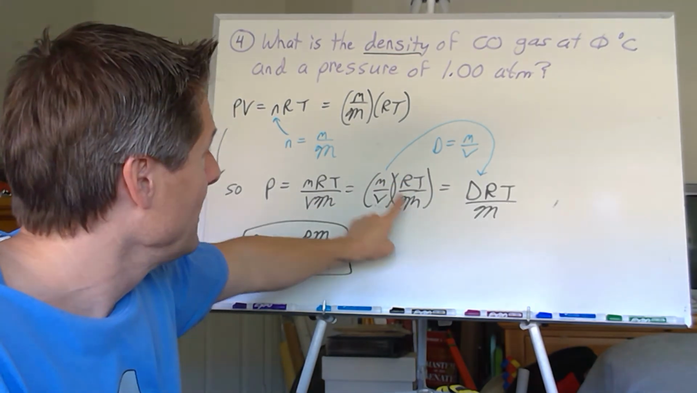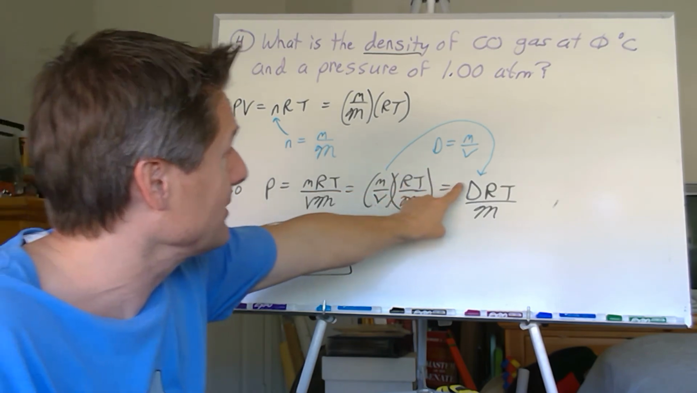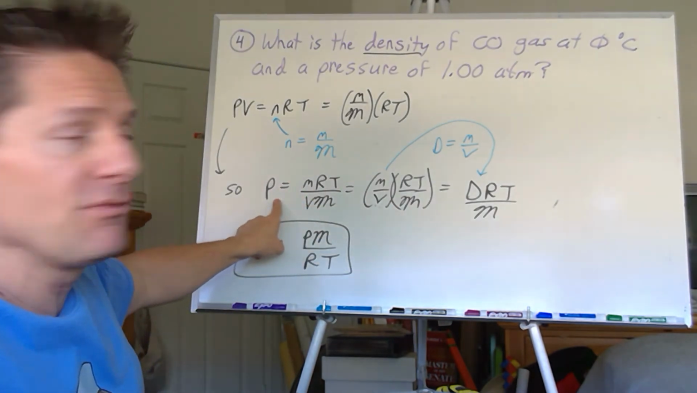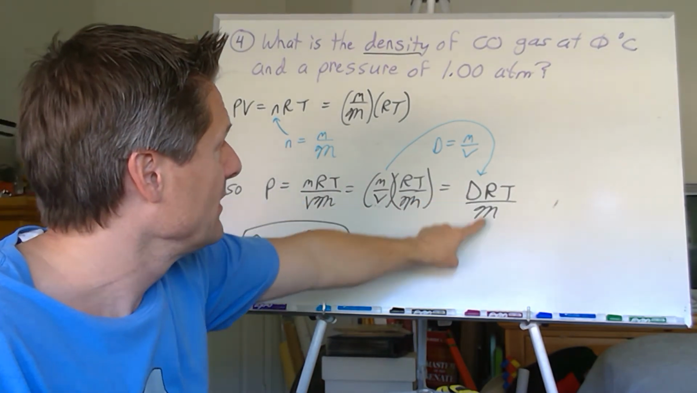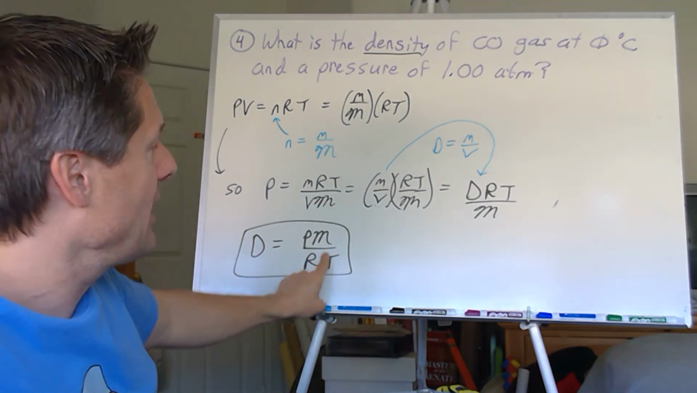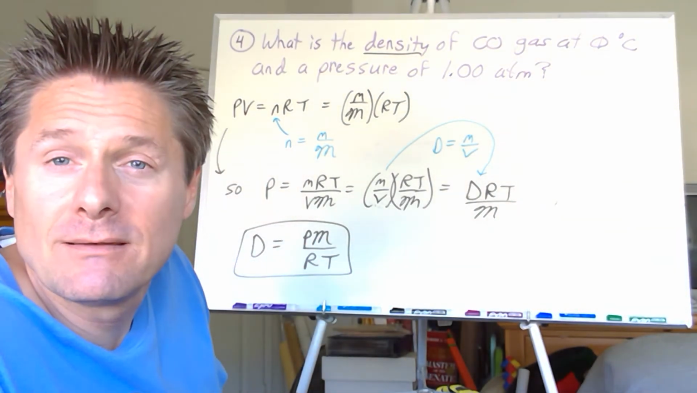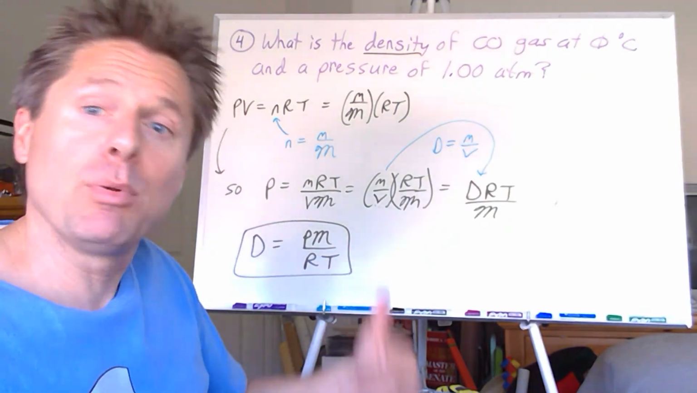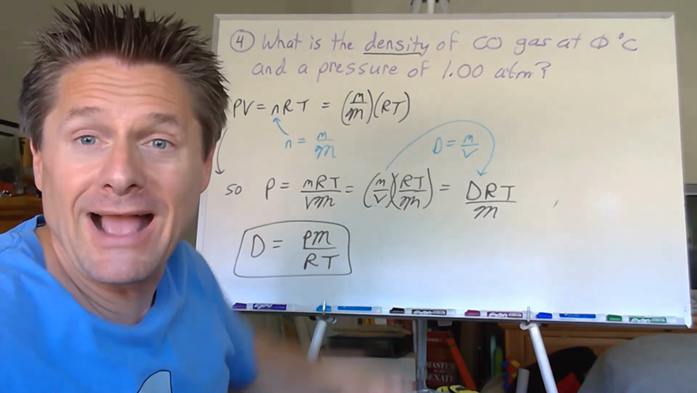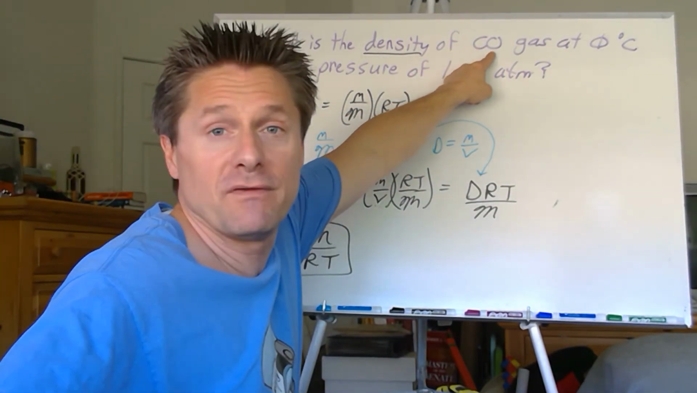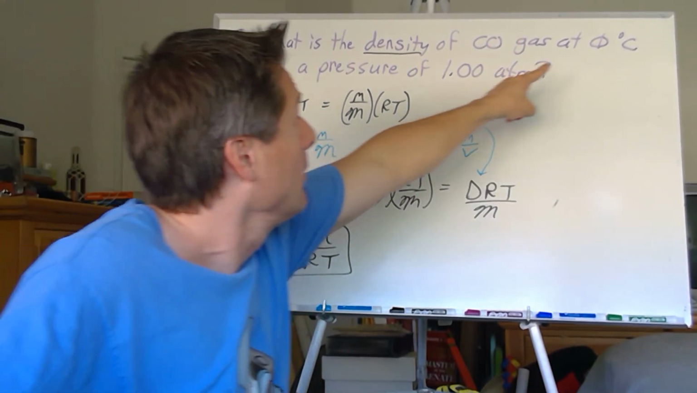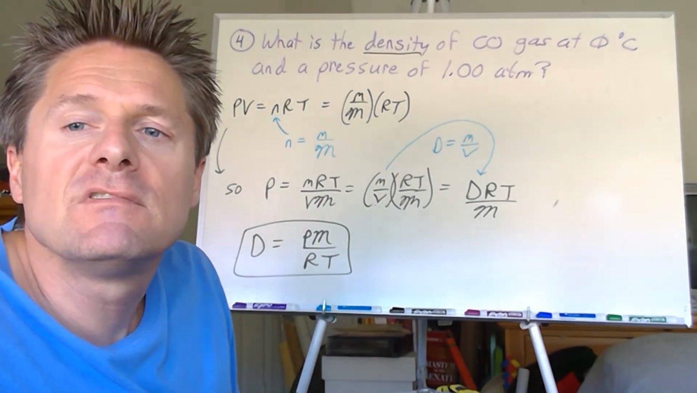Mass over volume is density, so I'm going to insert density in there. So density times R times temperature divided by molar mass equals pressure. Let's isolate density. So multiply through by molar mass, divide through by RT. So density is the pressure times the molar mass divided by RT. Now plug your numbers in there. You know the pressure is 1 atmosphere. Molar mass of carbon monoxide, 12.011 plus 15.9994. R, you know that. Temperature, convert that to Kelvin. Do it. See if you get what I get.